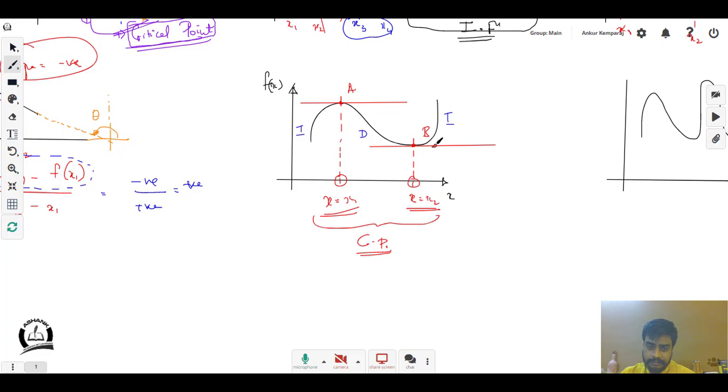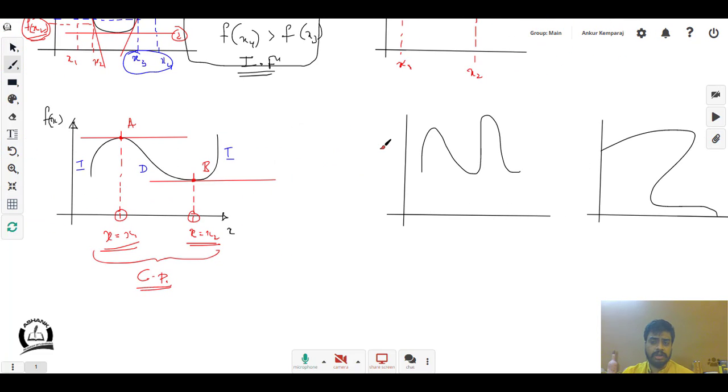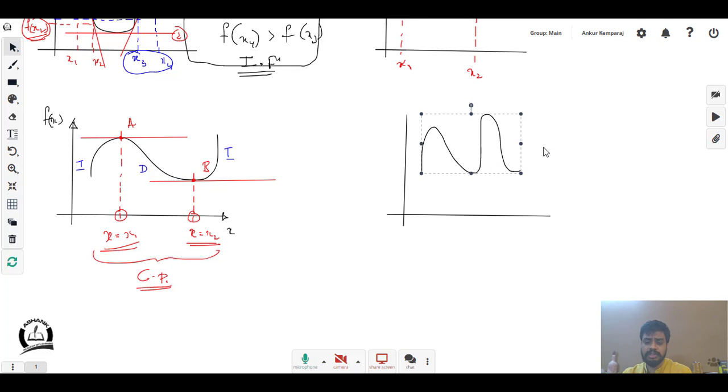Quite simple, isn't it? Okay, so we're just doing this analysis on graphs now. In a small amount of time, we'll take an equation and we'll solve that equation as well. Okay, so the equation can be anything, it doesn't matter how the equation looks. You will always end up coming across critical points either way.